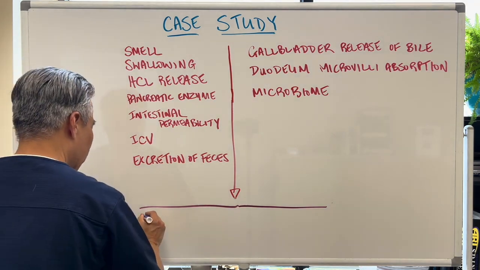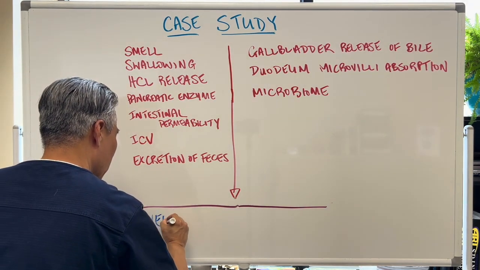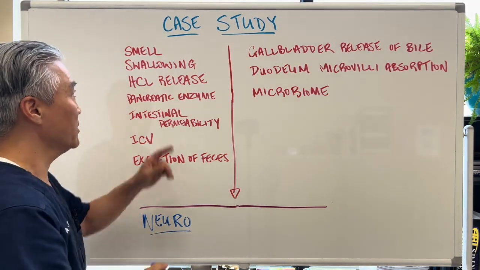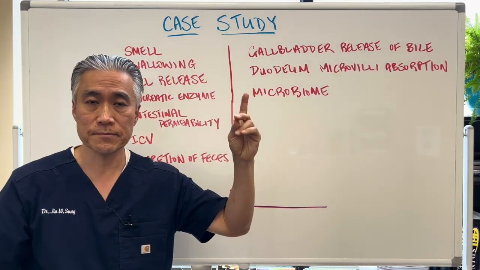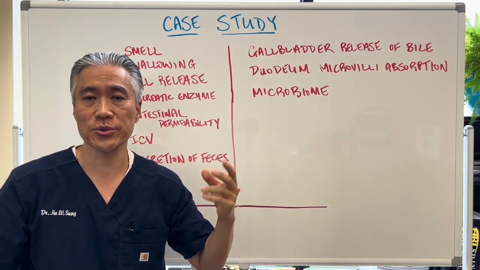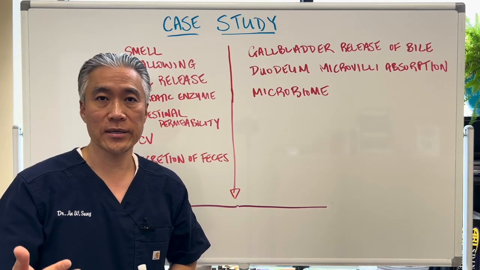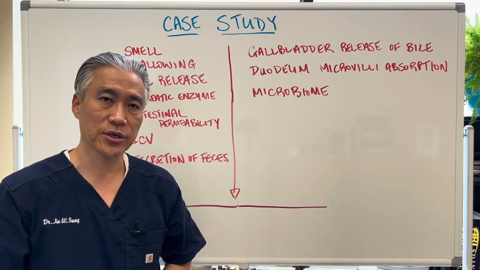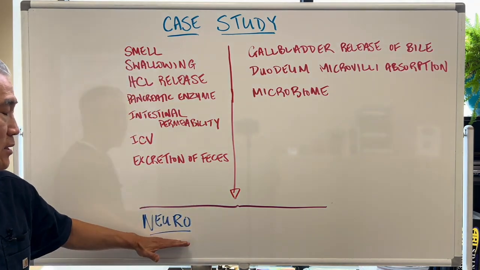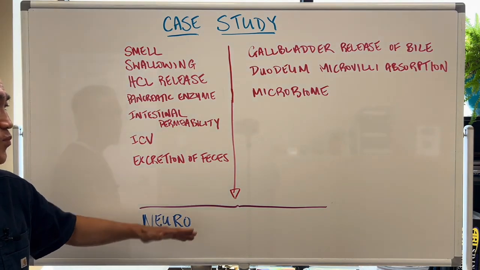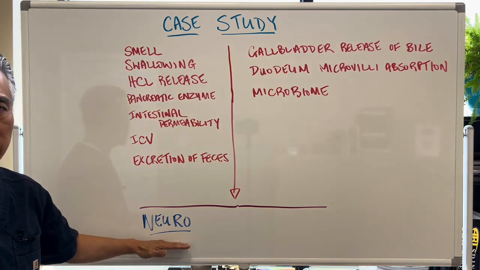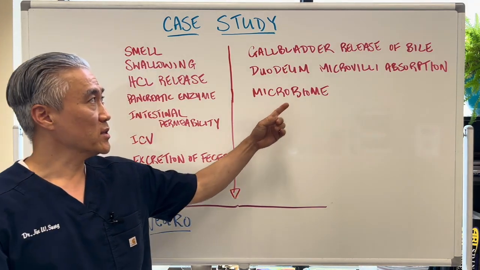I like to think this patient is probably a neurological patient, where they have issues with smell, swallowing, and digestive issues. They might be early Parkinson's, degenerative Alzheimer's, a dementia type patient. So this could be a neurological patient. Sure, other factors might play into it, but this is probably where we're going to start.